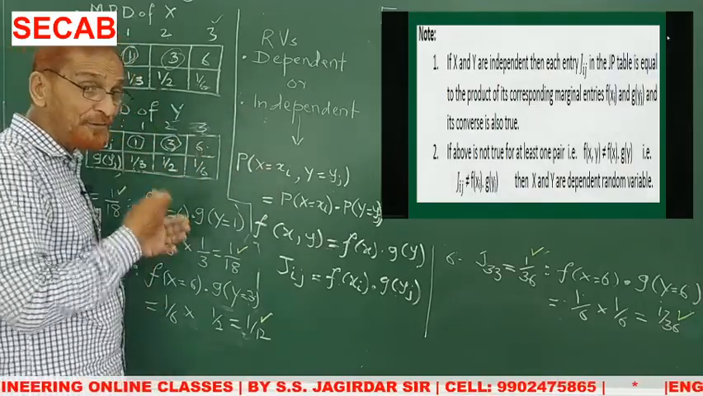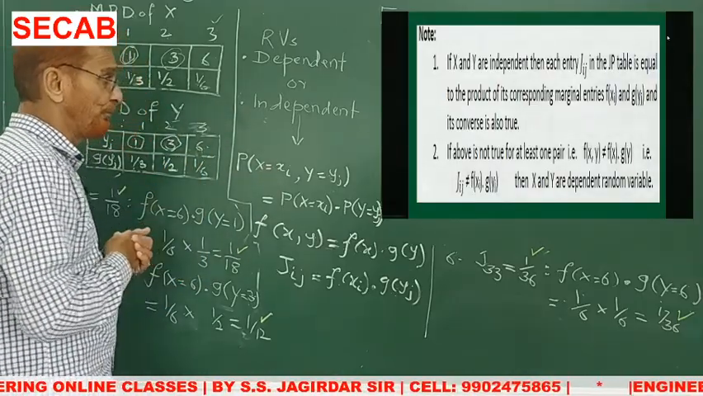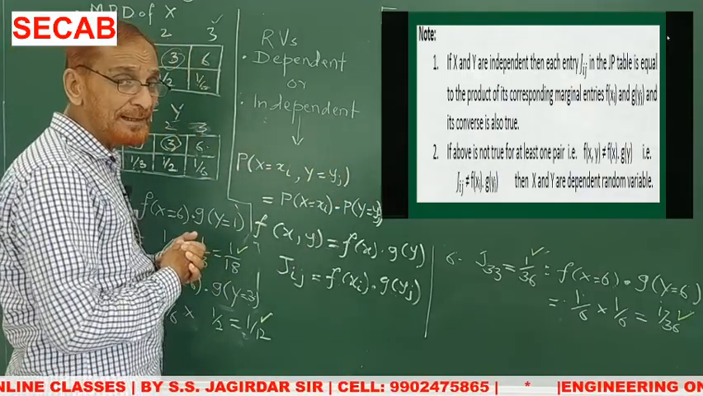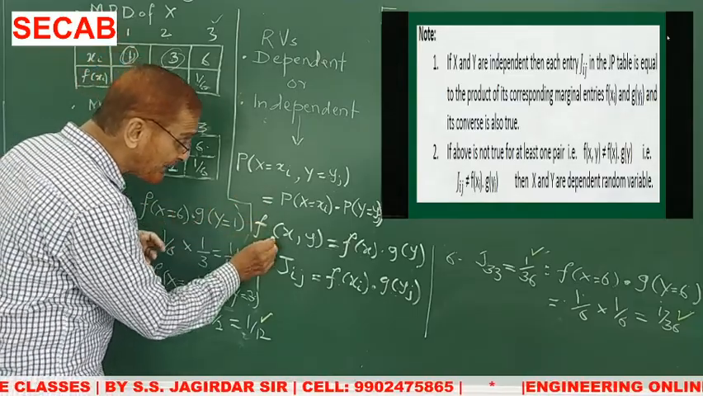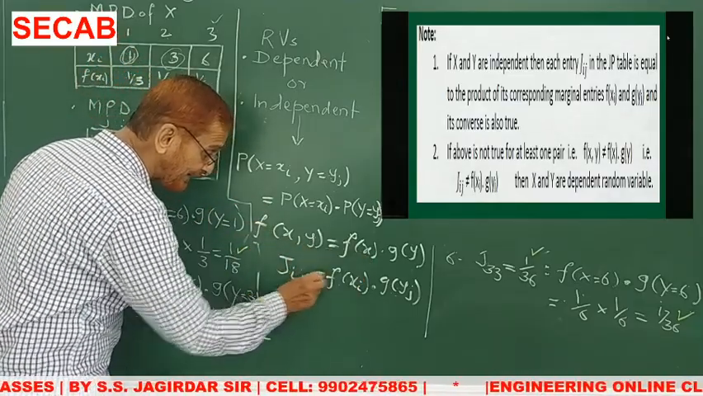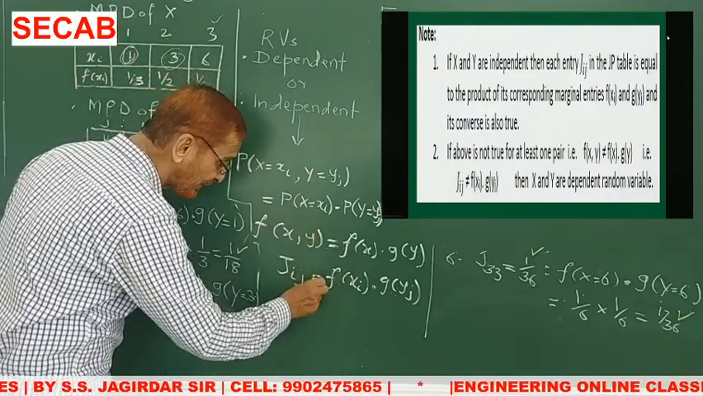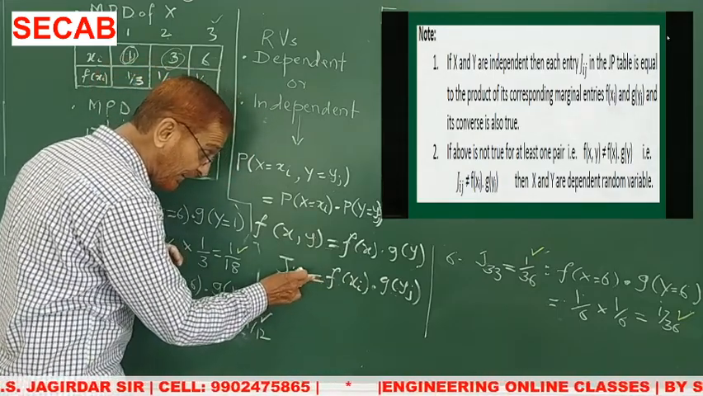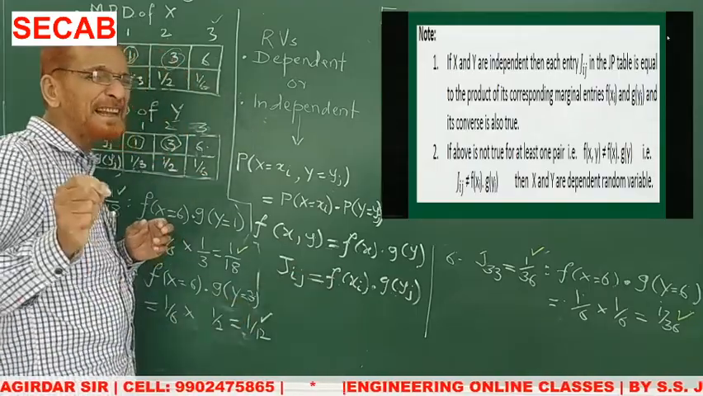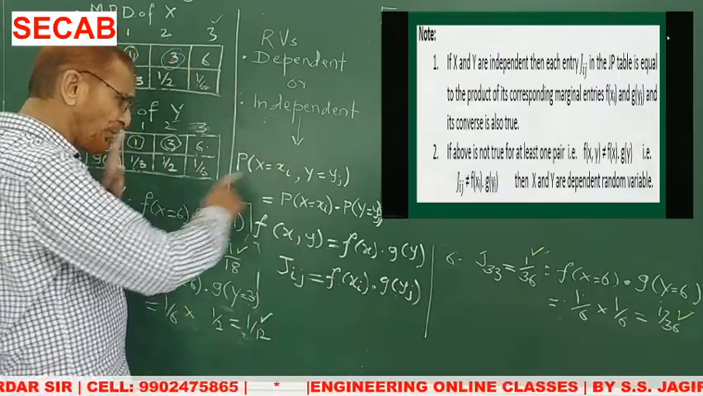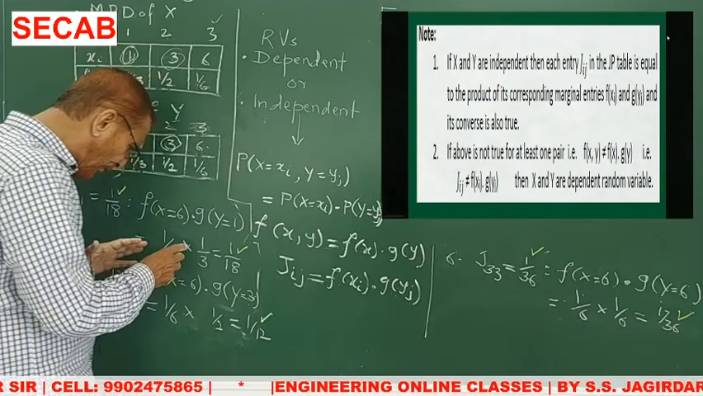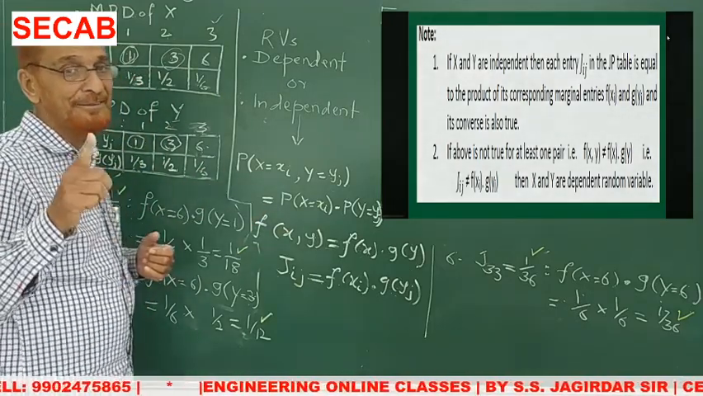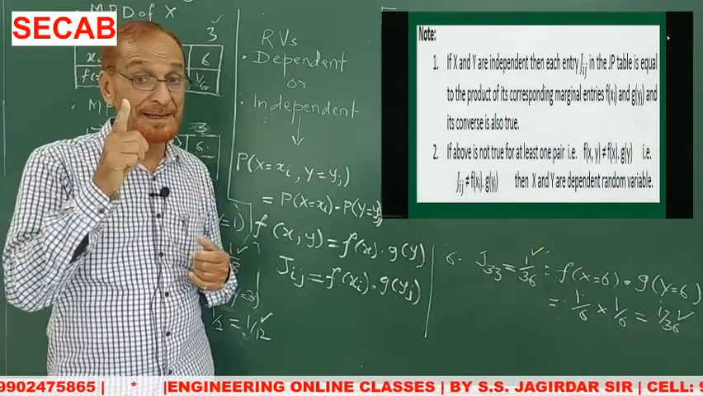But suppose the above is not true, what is the meaning of this? If this relation, left hand side and right hand side values, is not correct in favor of at least one pair, suppose out of 9 pairs any pair goes against the formula, against the definition, then the variables are said to be dependent.